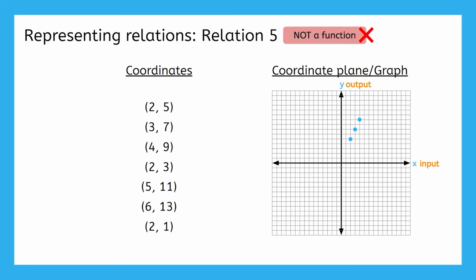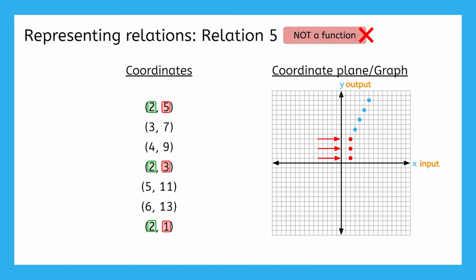Great. I'm going to go ahead and plot those last 4 points for us. There they are. All of these coordinates have been plotted on our graph, and we can see the visual representation of our relation. We previously established that this is not a function, since the single input of 2 corresponds to 3 different outputs, 5, 3, and 1.